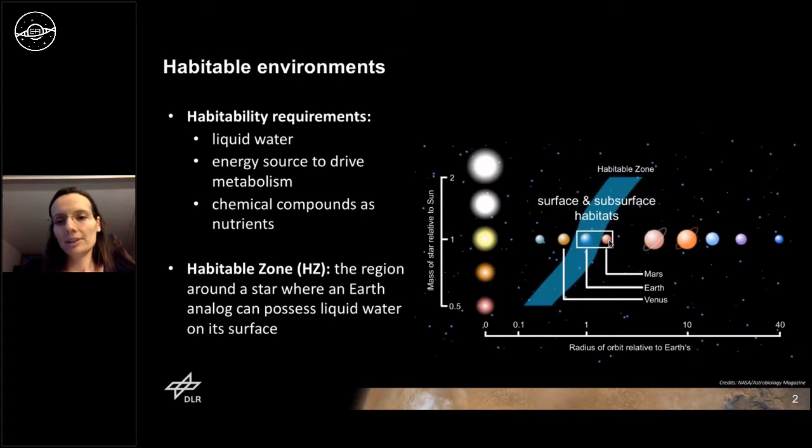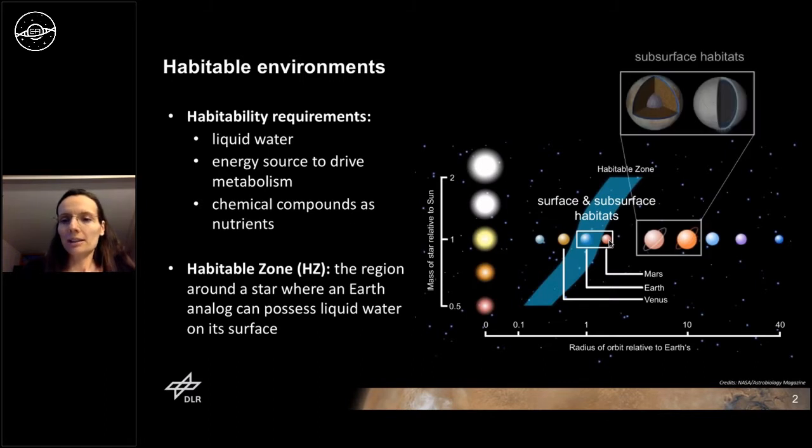In terms of surface and subsurface habitats, we know that on Earth we have both. On Mars we once had liquid water at the surface, and perhaps today we have liquid water in the subsurface. But we also have bodies in the outer solar system, the icy moons of Jupiter and Saturn, like Europa and Enceladus, where subsurface habitats may exist.